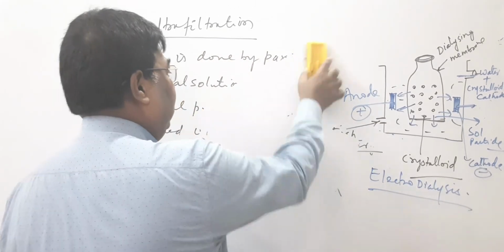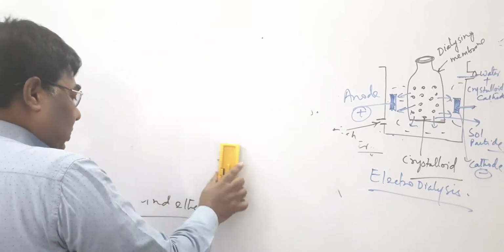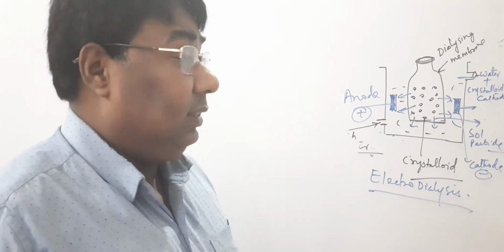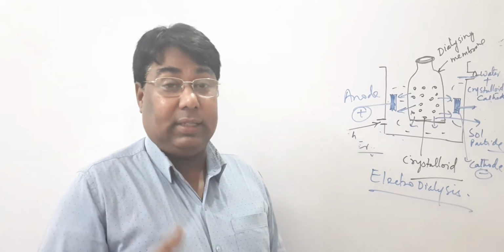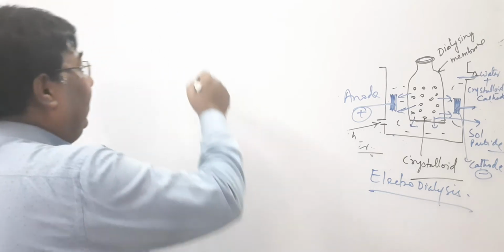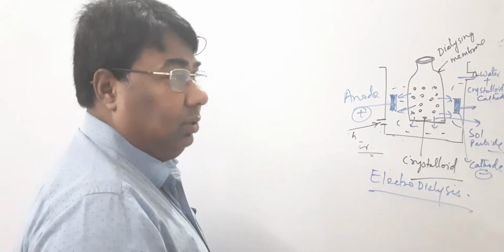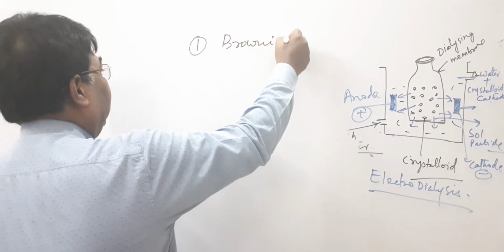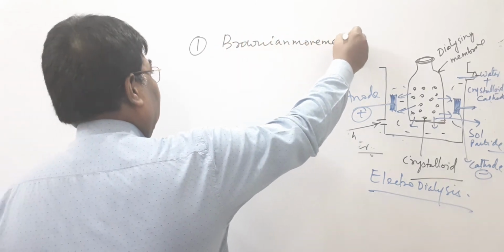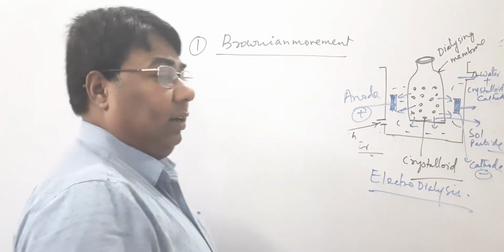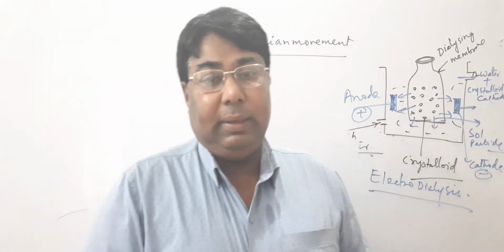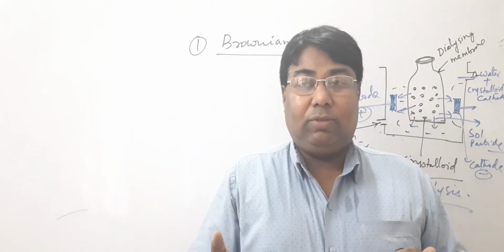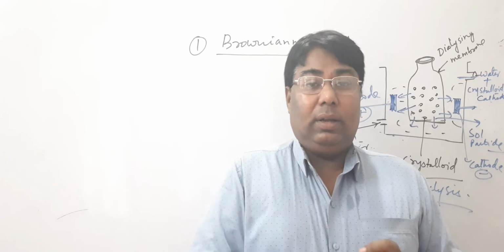Now we discuss the properties of colloidal solutions. I think all of you have already studied these things in previous classes, class 9th. Number 1 property: colloidal solution shows Brownian movement. This is an important property of colloidal solutions. The zigzag movement of colloidal particles is known as Brownian movement.